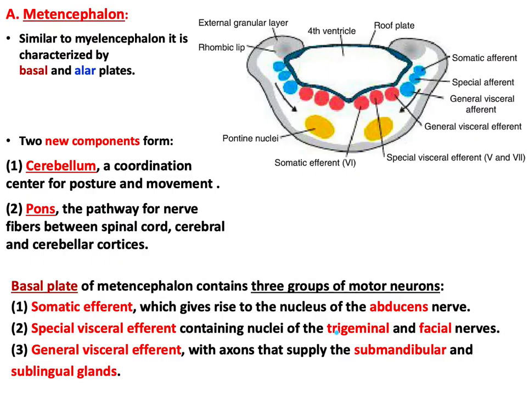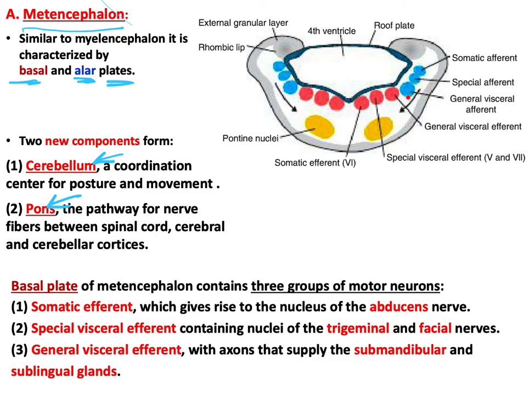Now let us start with the metencephalon, that of course will be rostral to the myelencephalon. They have, of course, basal and alar plates, with migration of neurons. I remind you that the metencephalon gives the cerebellum and the pons, and let us start with the basal plate. This one, the anterior one.